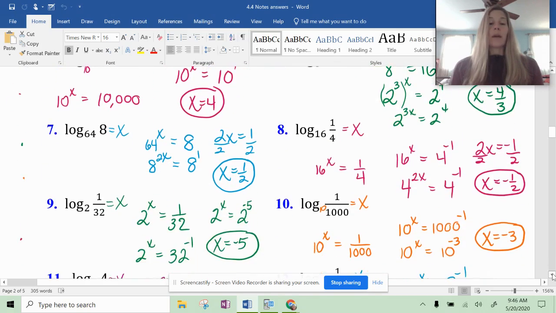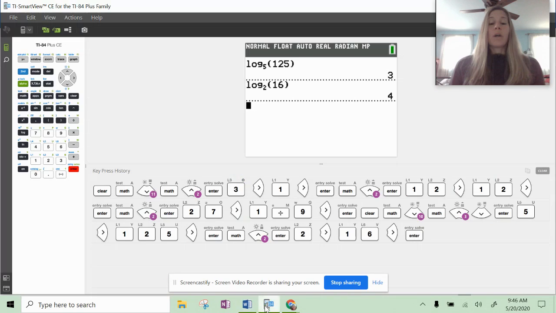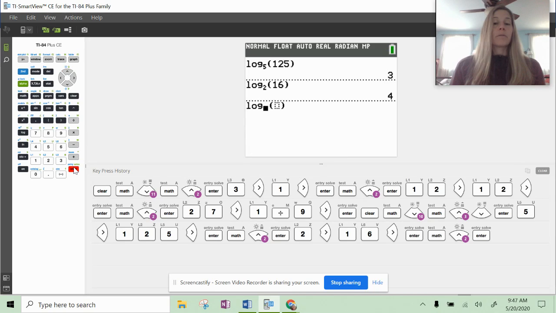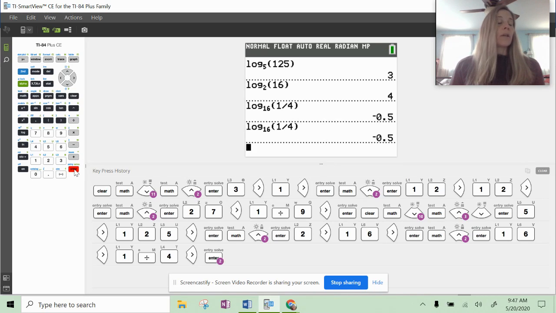So if we, let's say, look at number 8, log base 16, 1/4. So if I'm going to do log base 16, 1/4, I'm going to go to math, up 2, enter. Now I have a base of 16 this time. And then when I arrow over here, I want to put in 1/4, so I'm going to do 1 divided by 4 in my parentheses. And that's how I'm going to get the 1/4. And the answer to that was 4/3. Oh, wait a second. Oh, no, it was negative 1/2. Sorry, I was looking at the wrong thing. And that is also what we got on the calculator there.